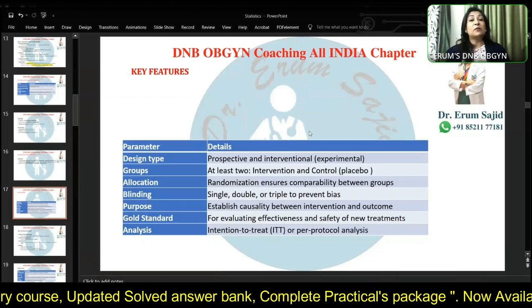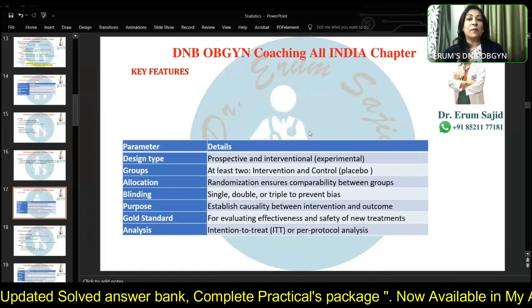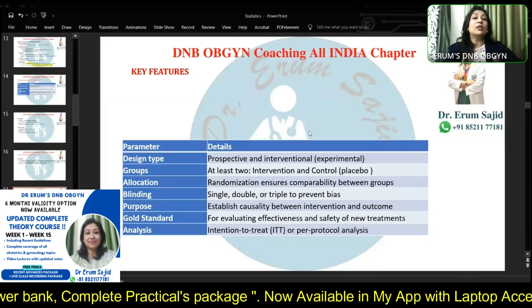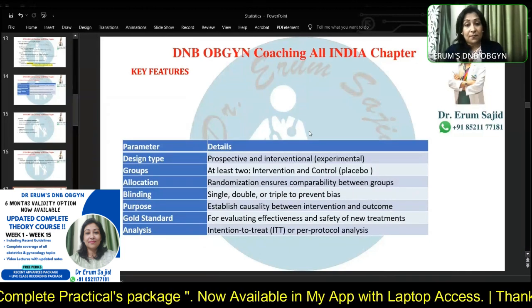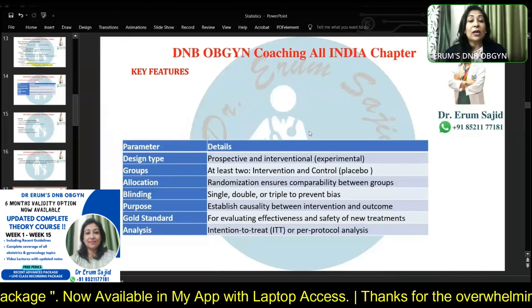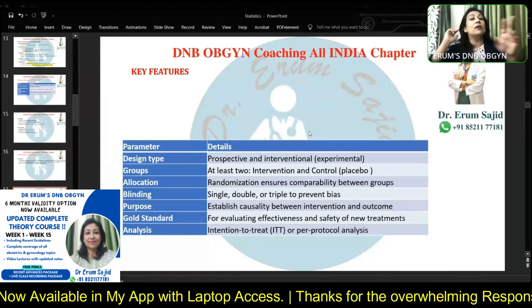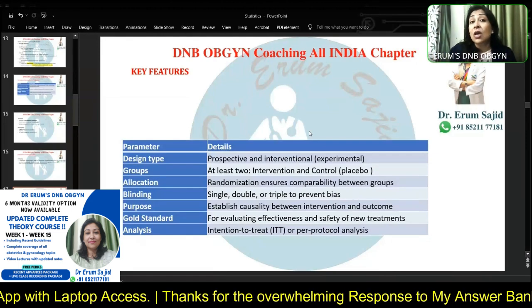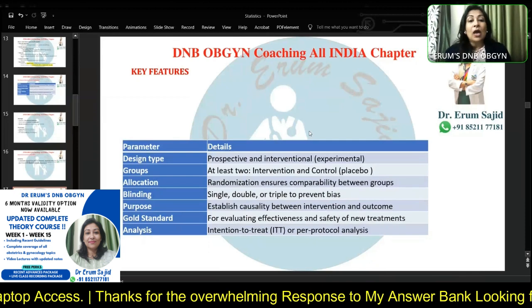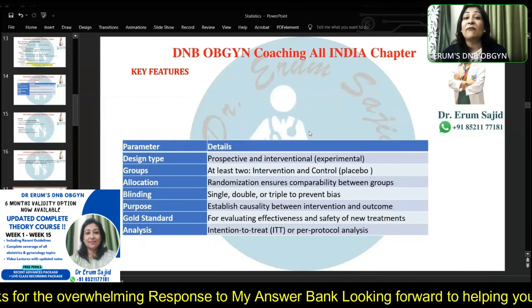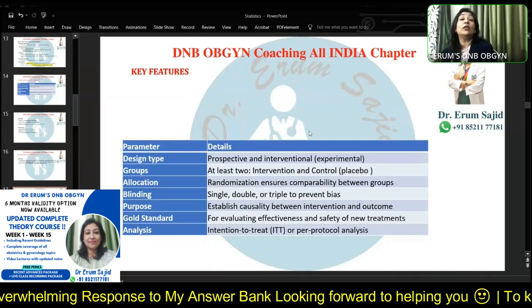The design type is prospective. Obviously, it has to be prospective because we're trying to see how the particular thing that we have introduced is going to fare. So it's prospective, it is interventional, it is experimental, and you have two groups at least. One is the one in which there is some intervention, and then there is another group which does not have any intervention, which is called the control group. But the problem is that the people in the control group do not know that they have been assigned the control group or the intervention group.